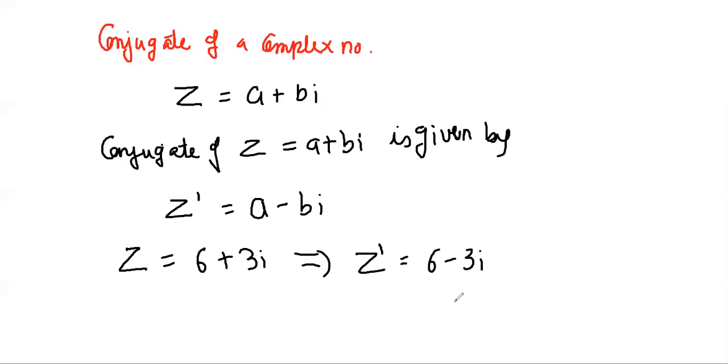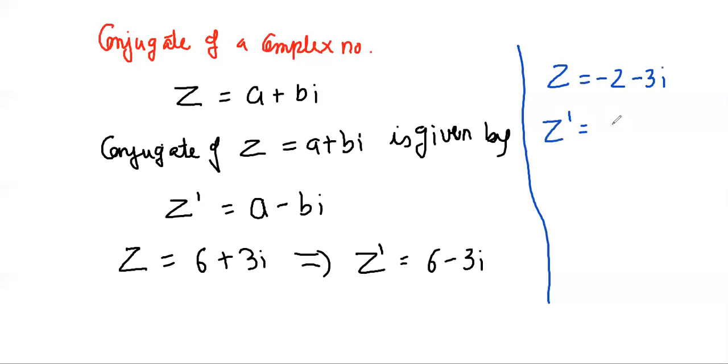What if I give you a number which is z is equal to minus 2 minus 3i? What would be its conjugate? 2 plus 3i. Yes, beta? 2 plus 3i or minus 2 plus 3i. Wrong. You need not change the sign of a, only b. So this minus 2 will remain minus 2, but this will become plus 3i. So keep this in mind. So conjugate of minus 2 minus 3i would be z dash is equal to minus 2 plus 3i. This is what we call conjugate of a number.